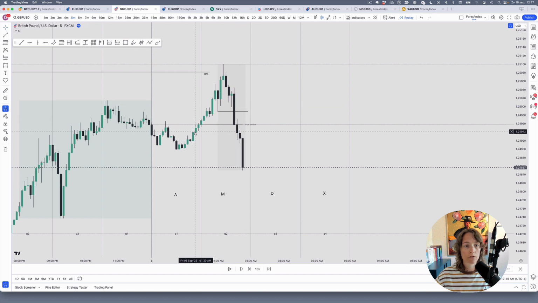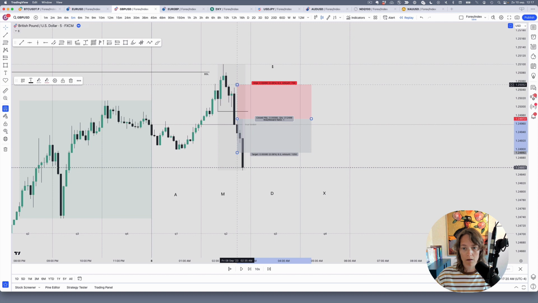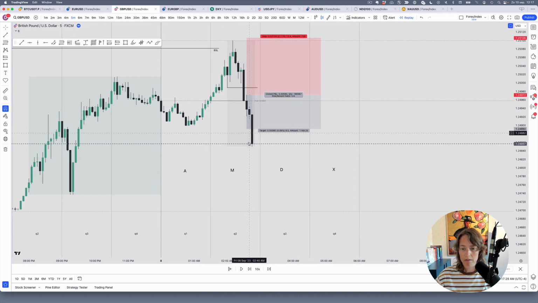So how can you trade this? Just enter on the fair value gap that caused the displacement, place your stop above the highs or even above the fair value gap. But if you want to be safe, just place it above the high. Take a 1 to 2.